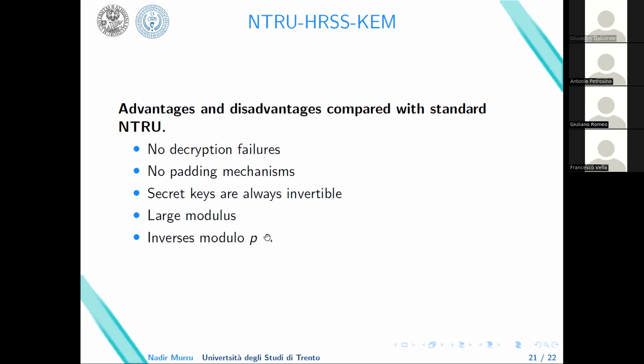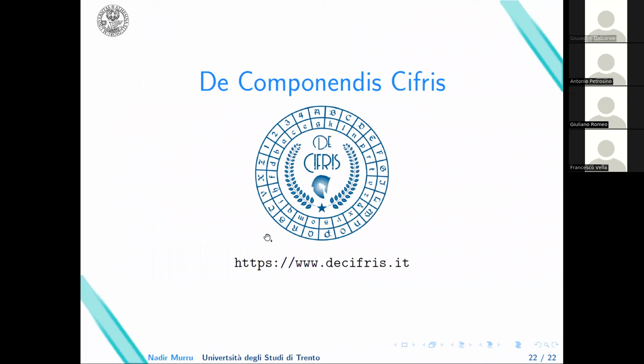These are the two disadvantages that we have, and in particular in the HRSS version, we have to work with larger moduli, and also we need to evaluate more inverses modulo p, more than the classical version. Okay, so I have finished with this presentation.